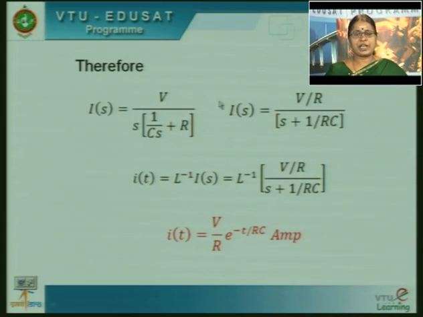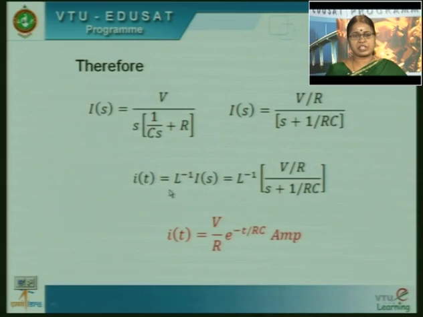Now, to find the expression for I of t, we need to take the Laplace inverse of I of s. So, I of t is nothing but the Laplace inverse of V by R divided by S plus 1 by RC. Since V by R is constant, we can take this constant out. So, we can write I of t is equal to V by R into, we know the Laplace transform 1 by S plus A is e power minus at, but instead of A now we have 1 by RC. So, Laplace inverse of 1 by S plus 1 by RC is e power minus t by RC.